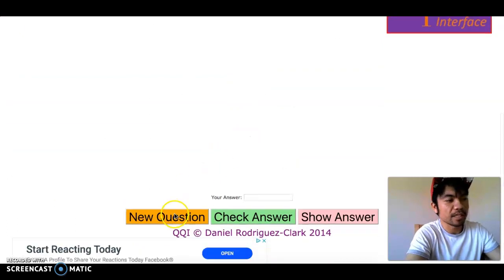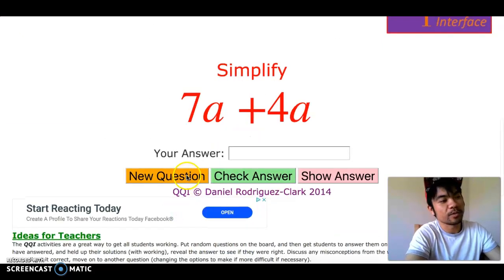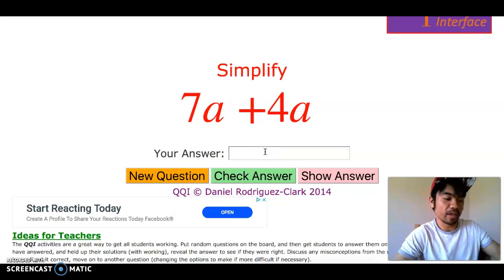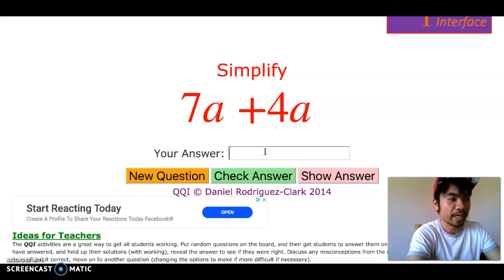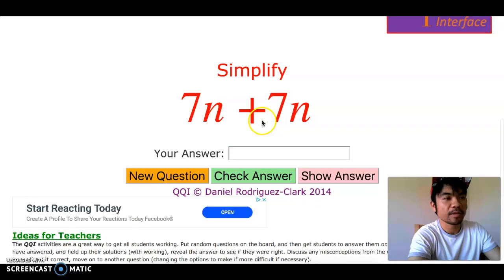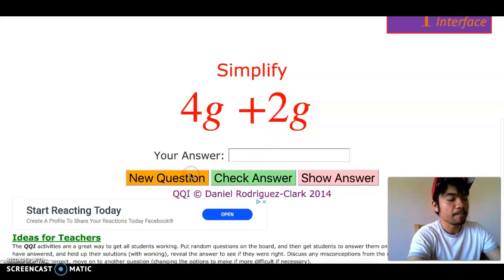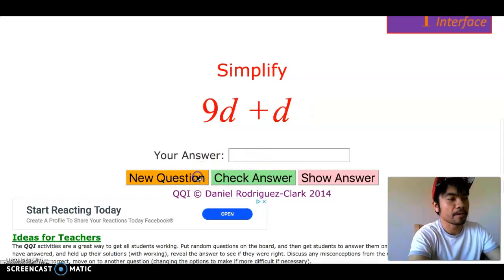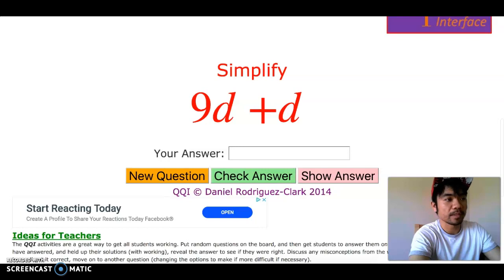I'm just going to say next new question. All right, simplify. Simplify is just another way of saying collecting like terms. So 7a plus 4a is actually 11a. Check your answer. This is correct. Let's try a new one. 7n plus 7n is actually 14n. 4g plus 2g is actually 6g. It's very simple. So that's one of the websites.